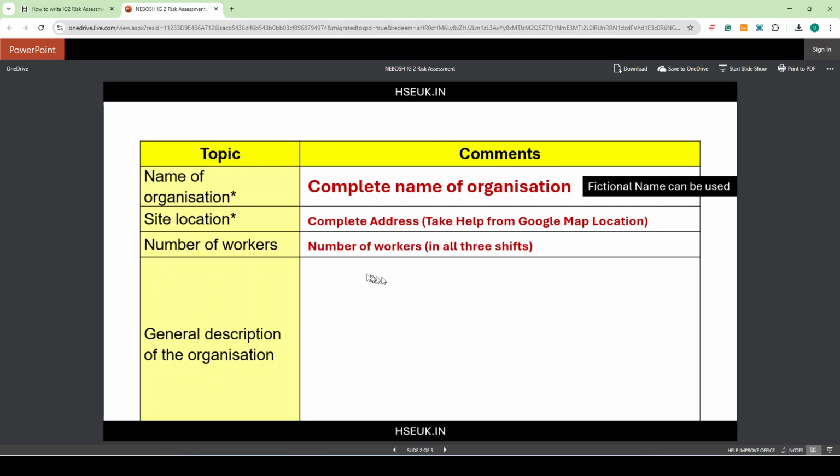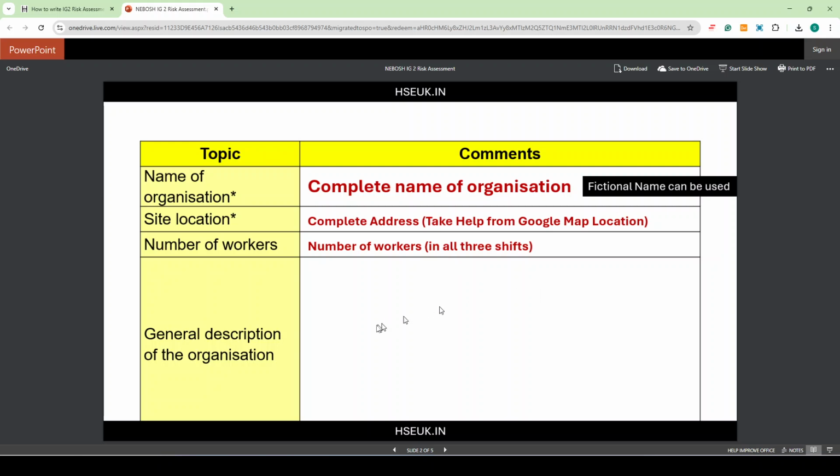Now, you should mention the number of workers, and for the calculation of the number of workers, you should calculate all the workers in all the three shifts. Suppose in an organization, 20 people work in general shift and 4 people work in each shift. So 4 people in morning, 4 people in evening, and 4 people at night shift. Accordingly, 12 extra people apart from this 20 general shift people are included. Hence, the total number of workers are 32, not 24.